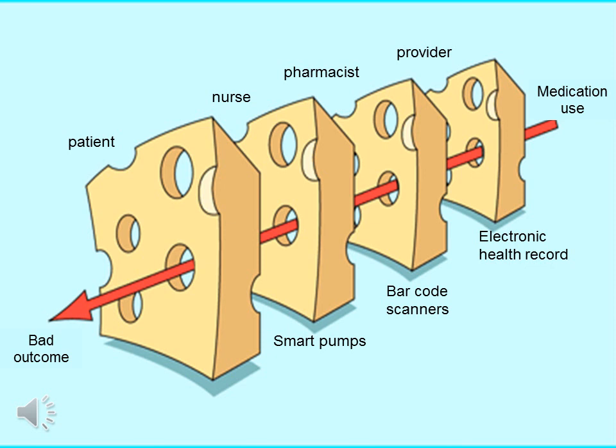We also use barcode scanning on the inpatient side to make sure that the right medication is ordered for the patient and that the right medication has been dispensed and will be administered to the patient. For IV medications, we also use smart pumps. Smart pumps allow us to make sure that IV medications are administered at the correct rate to each patient.